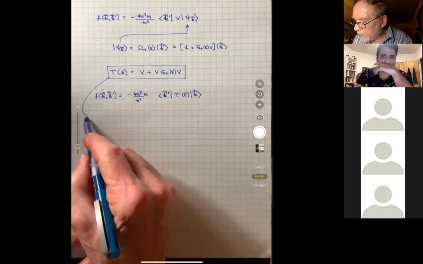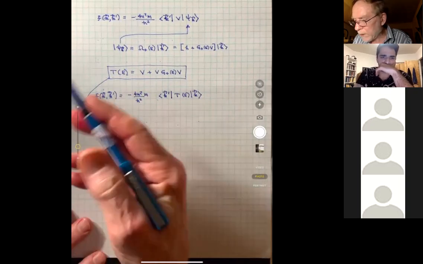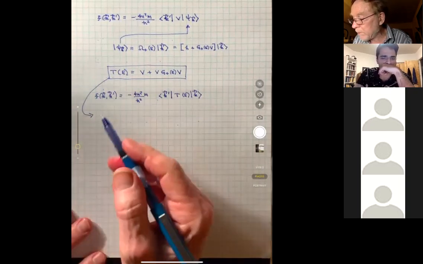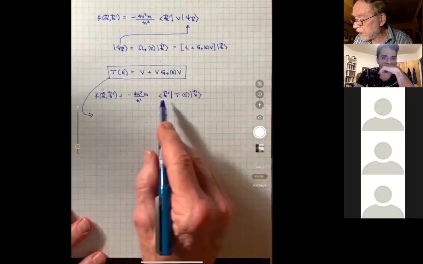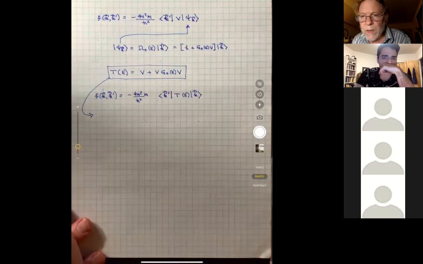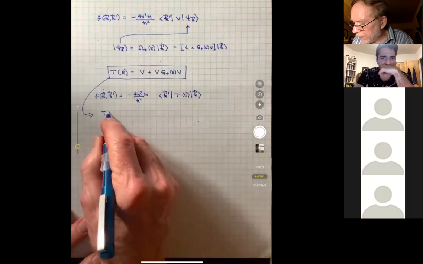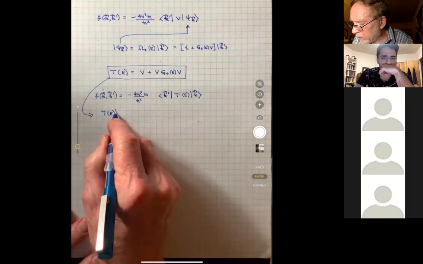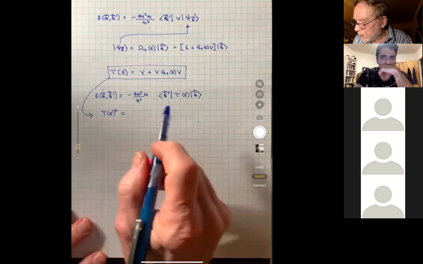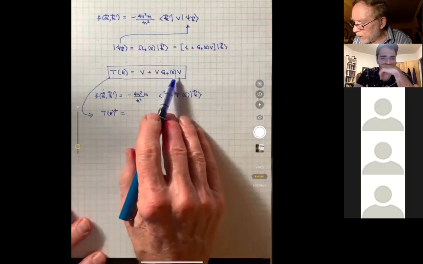Now, the T of E, the so-called T operator, or sometimes people call it the T matrix. This is really the matrix elements of the T operator. The T operator is not Hermitian. If I take its Hermitian conjugate, T of E dagger, what do I get? It's not Hermitian because the Green's operator is not Hermitian.